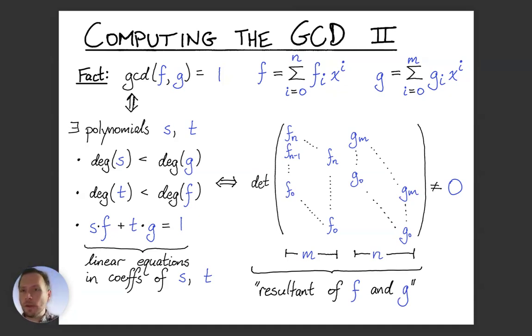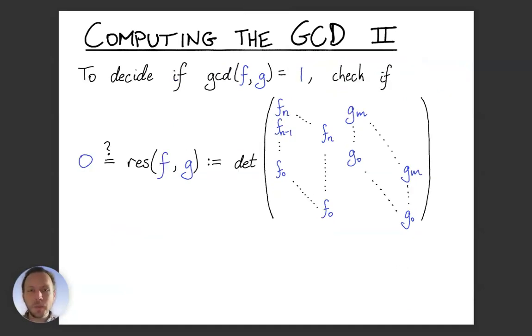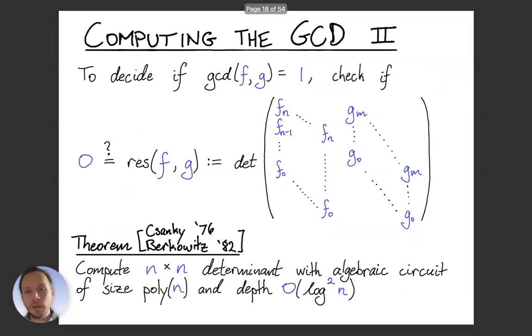So what's the punchline of all of this? If you want to decide if two polynomials are coprime, all you need to do is write down this matrix and check if it has a non-zero determinant. And now you can invoke a parallel algorithm for computing determinants. For example, we know that you can compute a determinant using an algebraic circuit of polynomial size and log squared depth. And here the depth of the circuit will correspond to the running time of your parallel algorithm. So this gives us a log squared time algorithm to check if two polynomials are coprime.